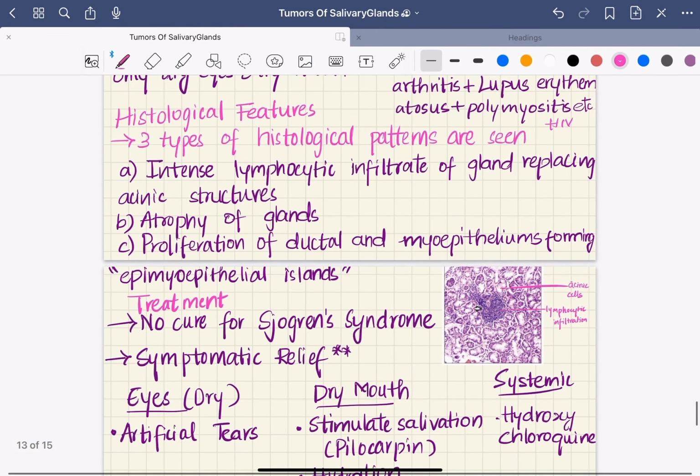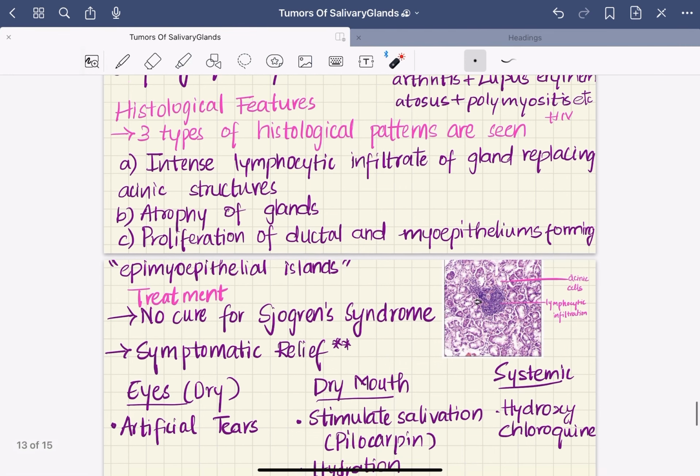And we can also see atrophy of the glands. Atrophy of the salivary glands is mainly seen, and there is proliferation of ductal cells and myoepithelium forming epimyoepithelial islands. So there is proliferation in the ductal and myoepithelial cells forming epimyoepithelial islands.